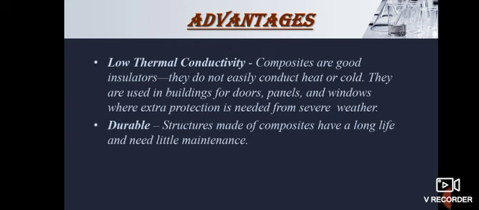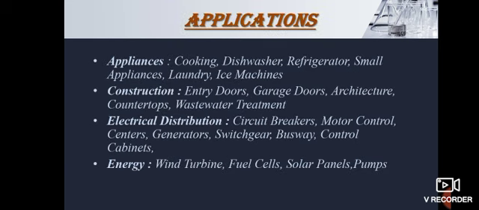And next one is low thermal conductivity. Composites are good insulators. They don't easily conduct heat or cold. They are used in buildings for doors, panels, and windows where extra protection is needed from severe weather. And next one is durable. Structures made of composite have a long life and need light maintenance.